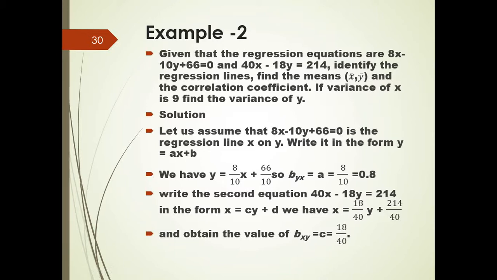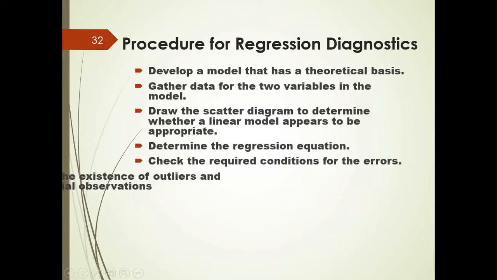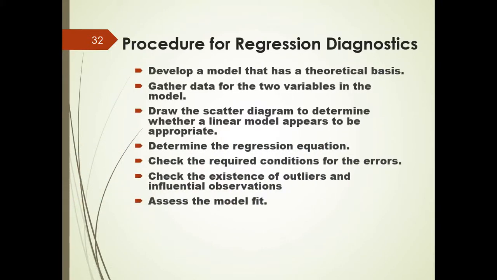So just by looking, you can find out which one should be taken as x on y and which as y on x. Simple thing: go for the largest coefficient, find the variable which has that coefficient, and that equation is taken as the equation of that variable. That is, here x is taken as the dependent variable. So these are some diagnostic methods.